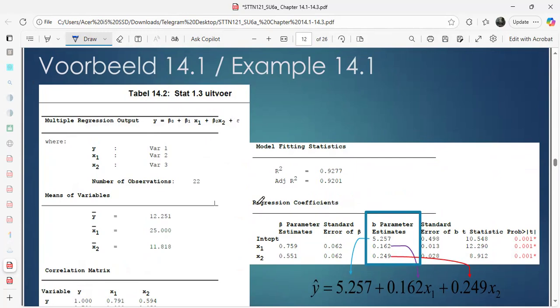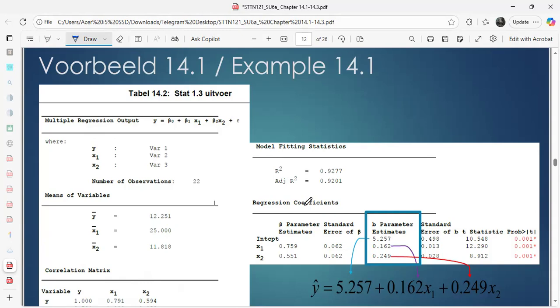Now, you saw the formula: Y is equal to B0 plus B1 X1 plus B2 X2. It will depend on the number of variables that you have. If you have three of them, obviously the formula will be Y is equal to B0 plus B1 X1 plus B2 X2 plus B3 X3. Now, this is our STATA 1.3 output here.